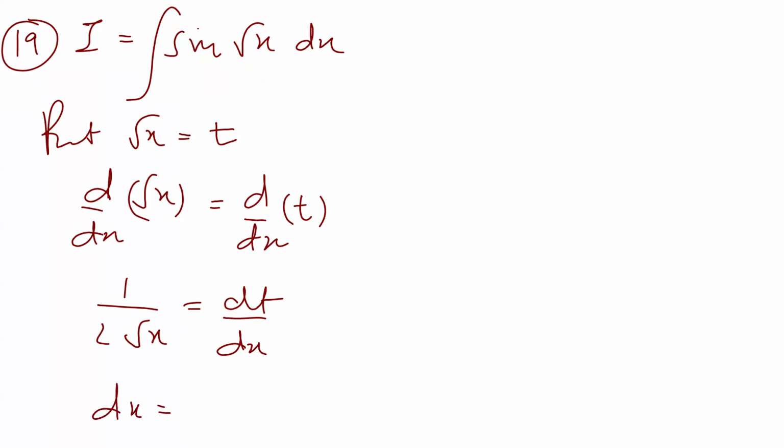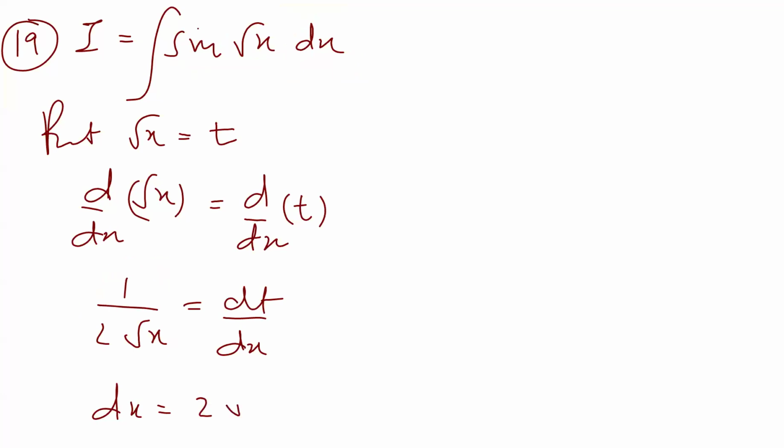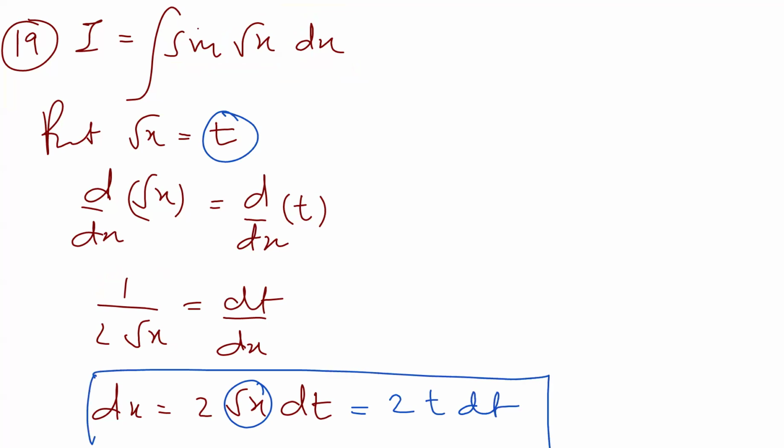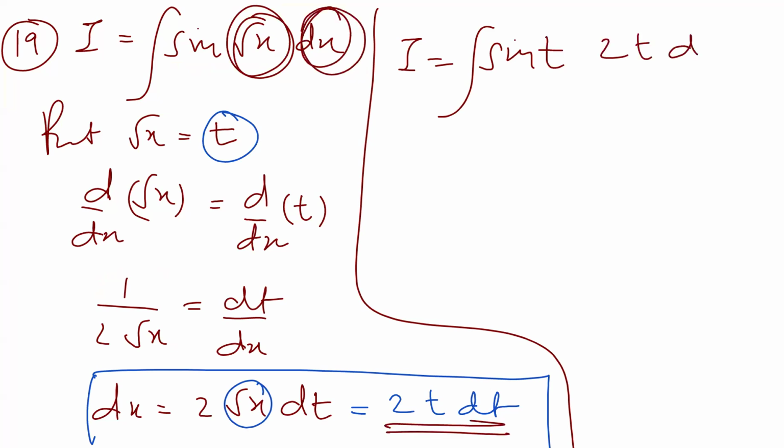Okay. Now there is no 1 by 2 root x in the problem. It's only sine root x. And this root x became t. This is t. So these terms are not there in the problem. So see how we have to manage these terms. So dx is equal to 2 root x dt. Now we know the value of root x. Root x is nothing but t. So this will be 2t dt. Dx will be 2t dt. Okay. So I is sine root x is sine t and dx is 2t dt.